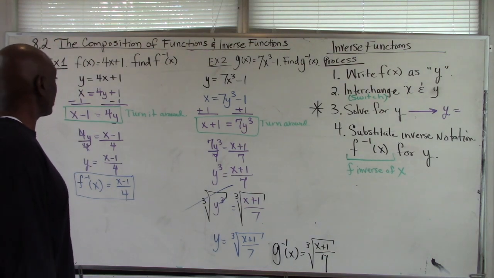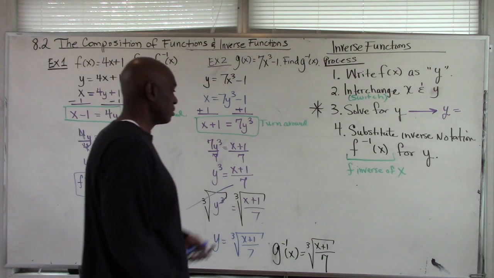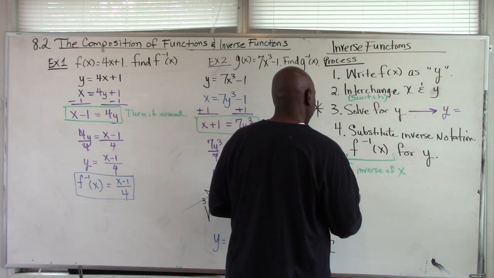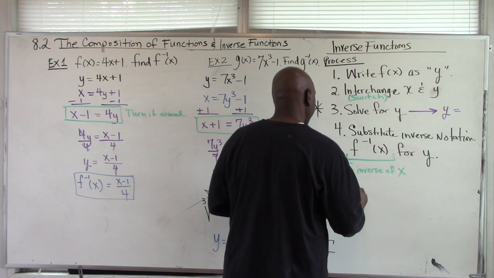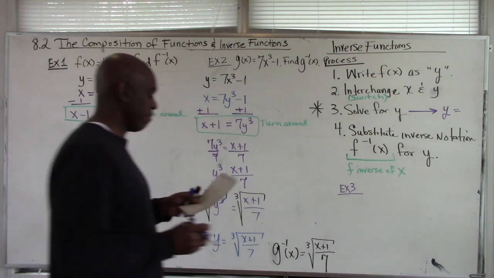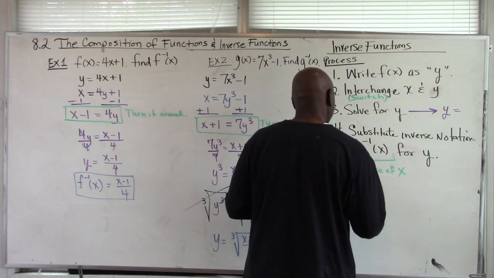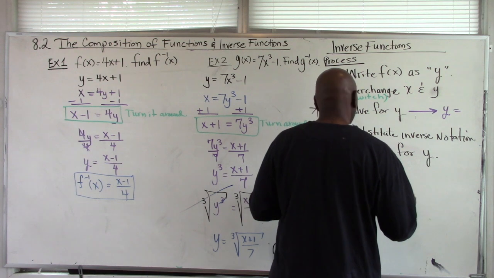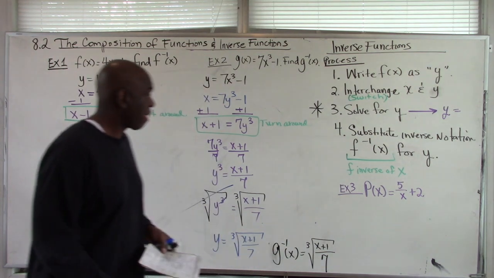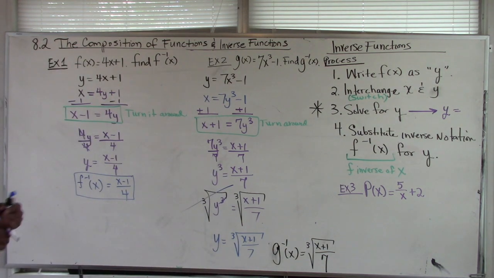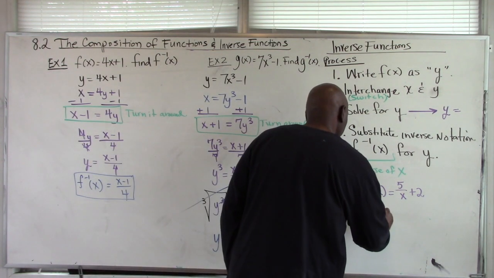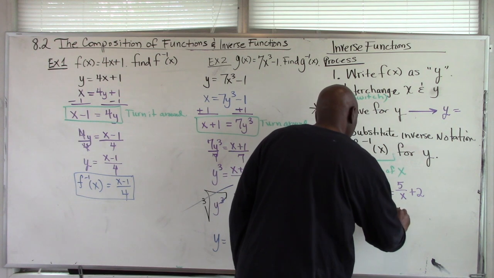All right. Let's look at one more example. Okay. Example number 3. All right. Let's say we have p of x equals 5 over x plus 2. Same thing. Rewrite it as y equals 5 over x plus 2.